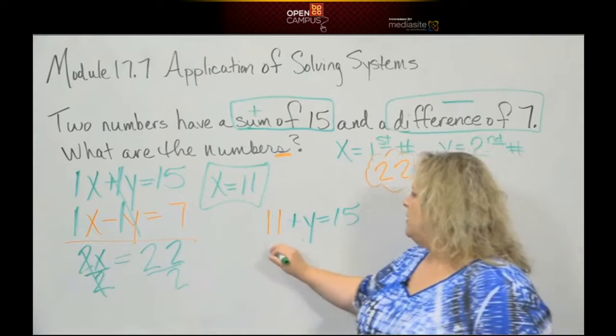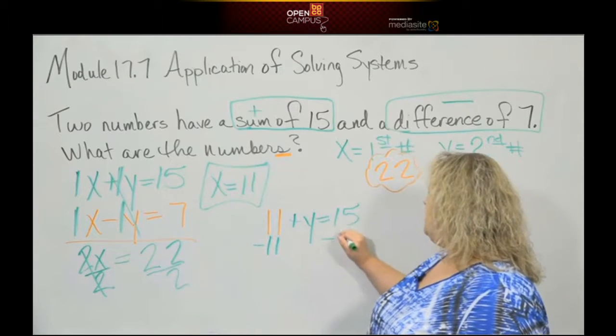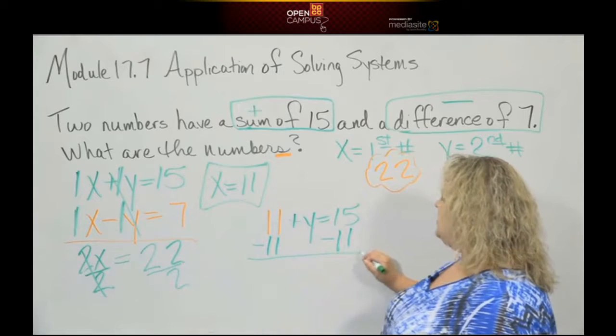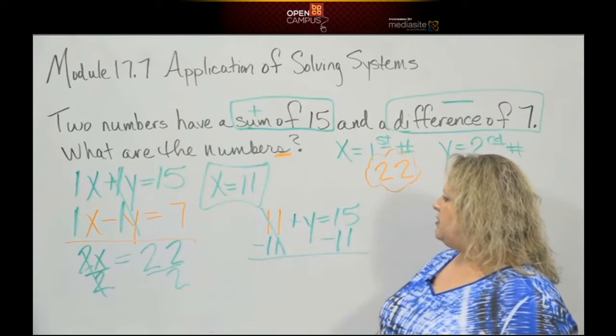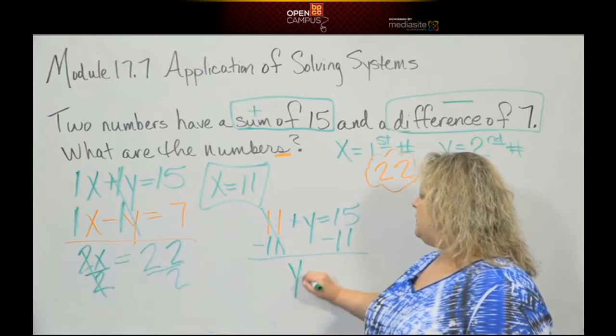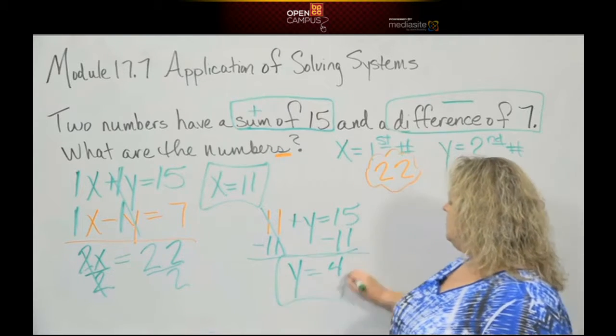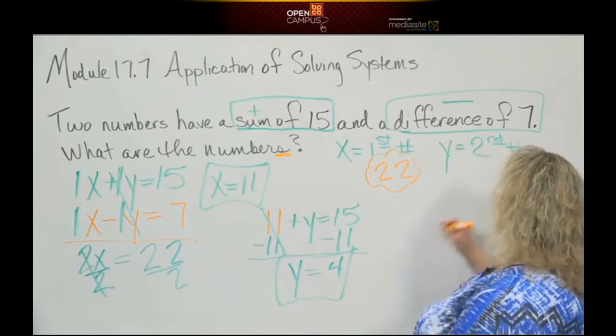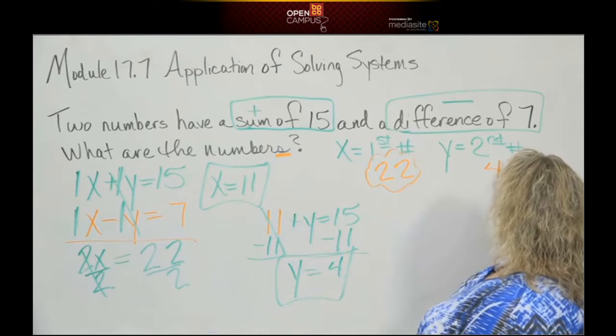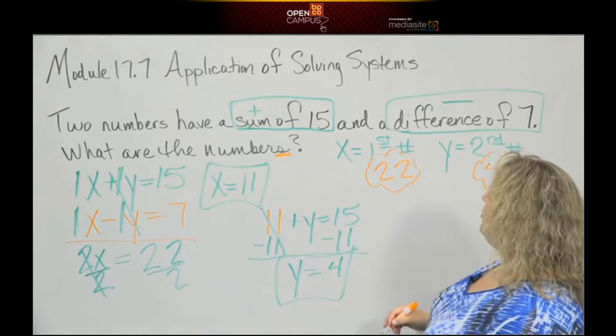One step. Move that 11 over by subtraction because it's the opposite. Those two cancel each other out to be 0. So that gives me y is equal to 15 take away 11, which is 4. So my answer for my y value, my second number, is 4. So that is my ordered pair.